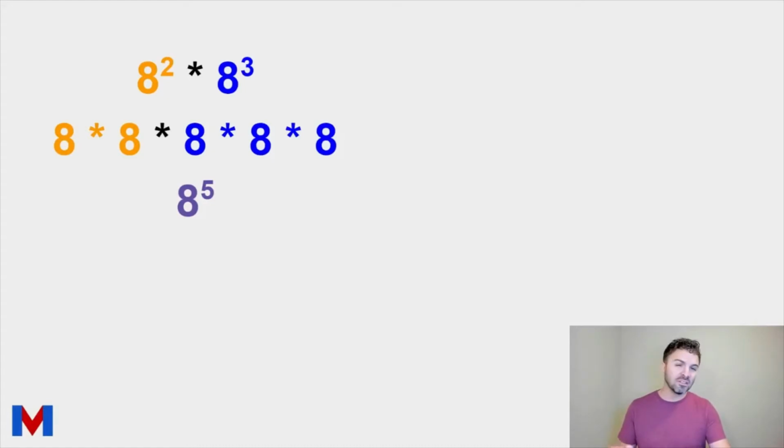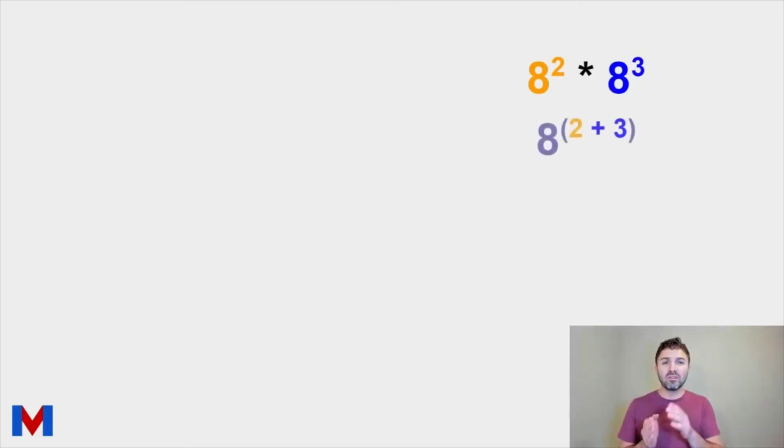All right, let's look at this a different way. We have 8 squared times 8 cubed, but in reality, what we can do is say, hey, I have 2 8s here, I have 3 8s here, and they're all being multiplied. So I have 2 plus 3 8s, so overall, I have 5 8s. 2 plus 3 is 5.